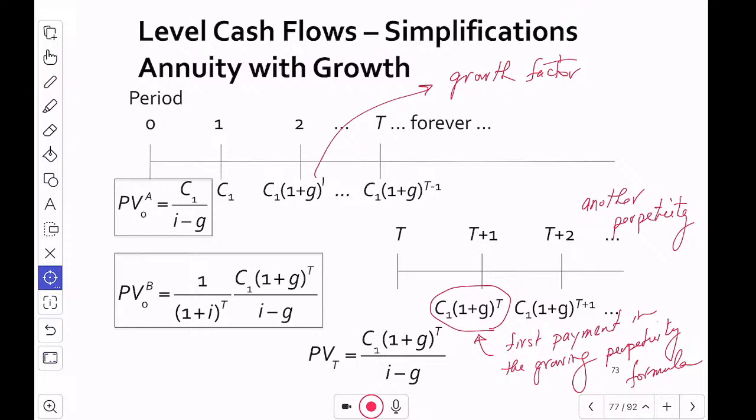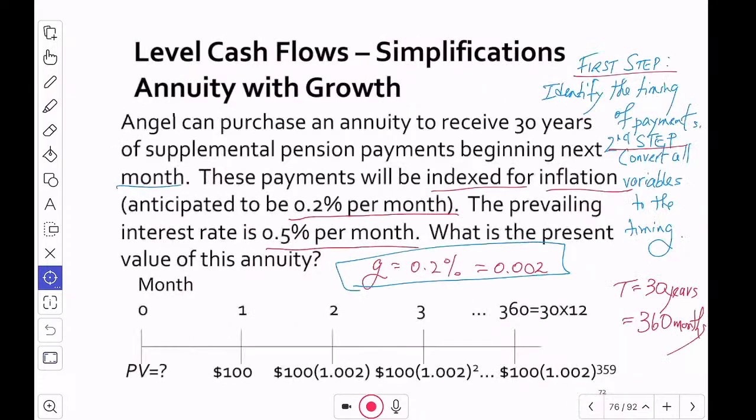Yes, I'll say this material is on the test. So where did the $100 come from? It doesn't say it here, but that's the payment. I guess it should say in the exercise. So this person's buying an annuity that pays them $100, that's indexed for inflation for 30 years.